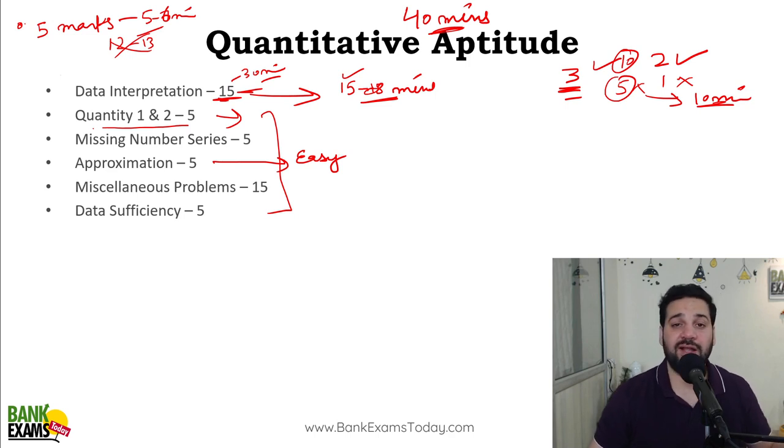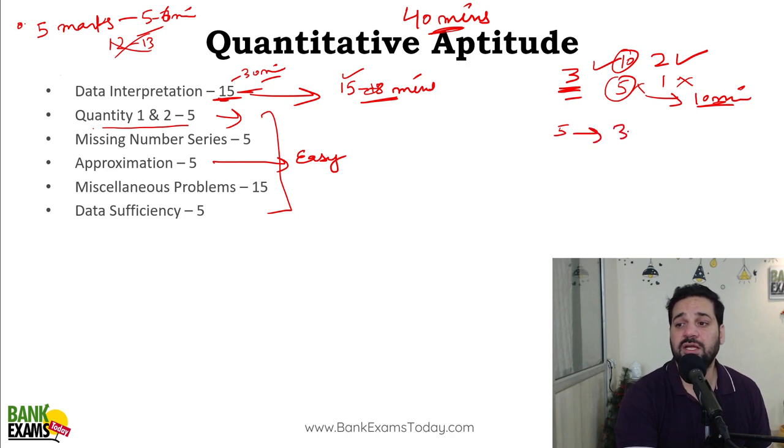You don't really need to find the exact answer. So even if you are making guesses, I mean, calculated guesses, out of five, you are going to attempt 3-4 questions correctly. So it's worth it. It's really worth it, okay? It's easy, so attempt this. Attempt the missing number series within like 3-4 minutes. Approximations, maybe 3-4 minutes. Quantity, right?